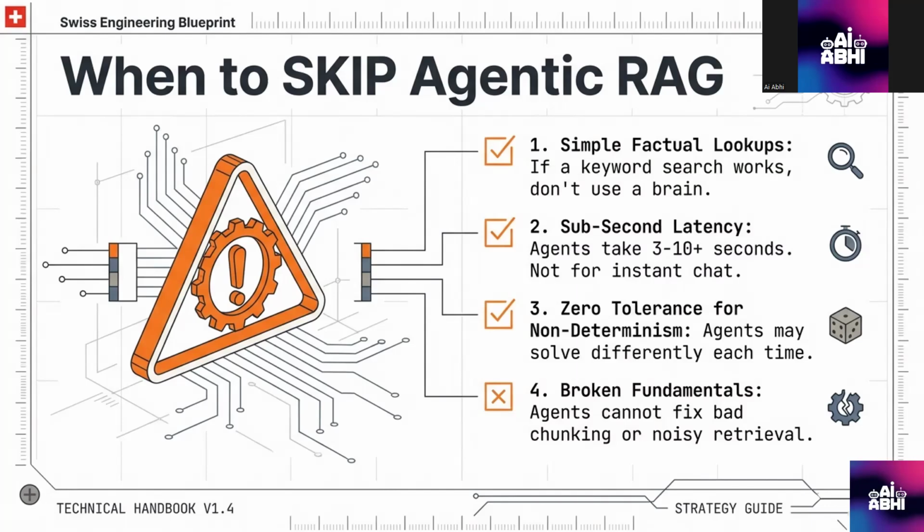So the smart way to handle this is the router pattern that I mentioned earlier. Let the simple questions go through basic RAG, and route the complex questions to the agentic pipeline. So, best of both worlds.